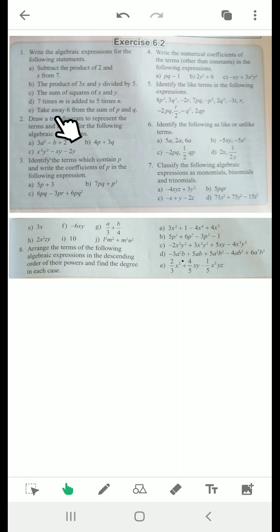Question 1a is: subtract the product of 2 and x from 7. Dear students, you need to know the meaning of each and every word there. Product means the answer of multiplication. The product of 2 and x will be 2x, that is 2 multiplied by x. You should know that 2x means 2 multiplied by x. So the product of 2 and x is subtracted from 7.